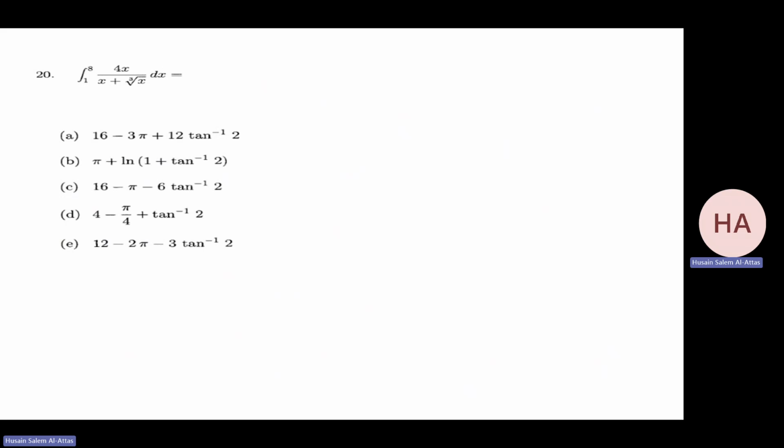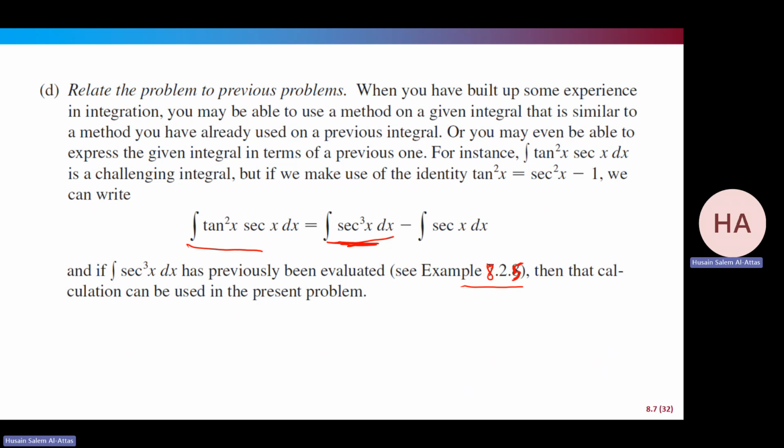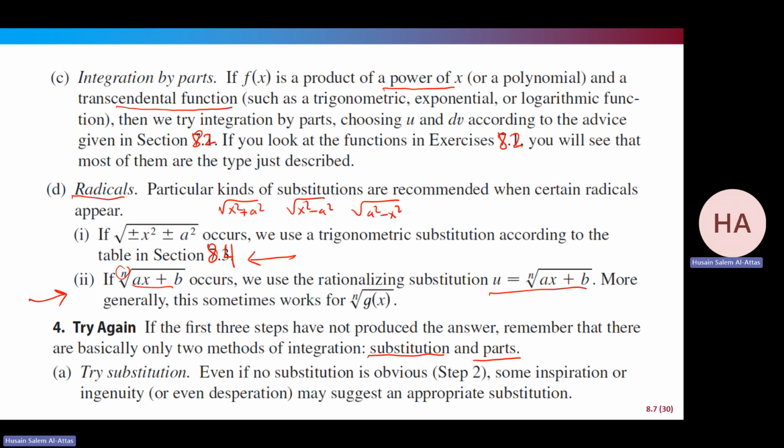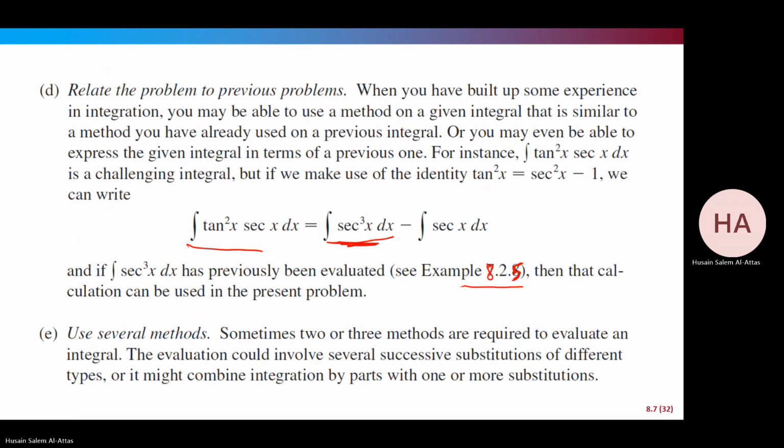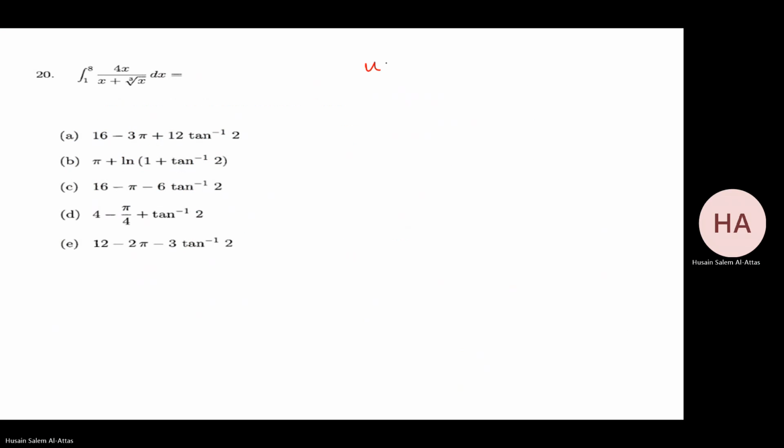In this case, as they said, I will take u to be the radical. So I take u to be the cube root of x. What will be u cubed is equal to x? That will help. Then 3u squared du equals dx. So I have dx now already. Now I change everything. If x is 1, then u is 1. If x is 8, then u is 2.